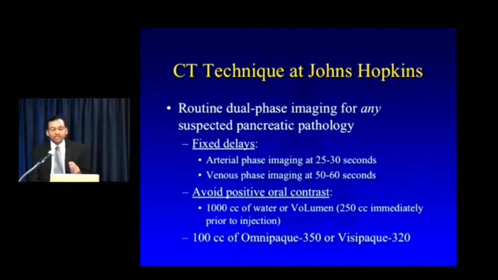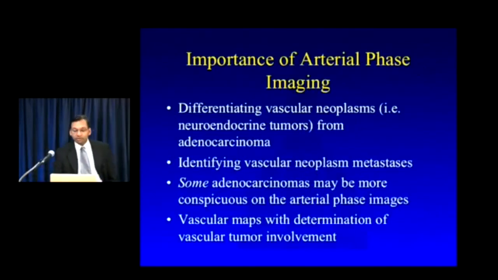Rather, patients with suspected pancreatic pathology are just going to get a neutral contrast agent, either water or volumen, typically about 1 liter of water or volumen, including some immediately prior to the injection. Now, it is critical that you give a brisk injection of IV contrast, at least 3 to 5 cc's per second, and we give Omnipaque or Visipaque, depending on the patient's renal function.